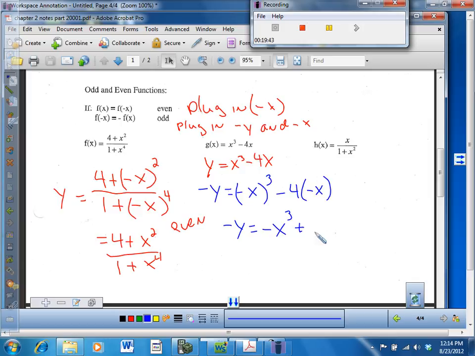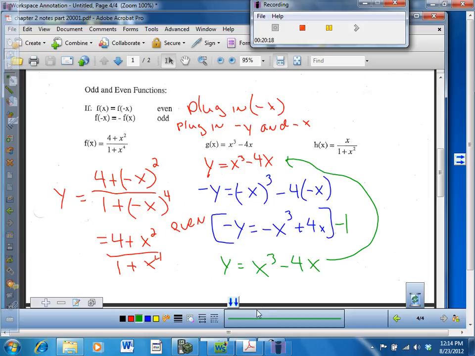Okay? What's this going to end up being? Plus 4x. But you say, wait a minute, that's not the same as what I started with. Is that the same as that? It will be. Watch. If I take this whole thing and I multiply it by a green number, negative 1, negative 1 times this changes this into a y. Negative 1 times this changes this into a positive x cubed. And then negative 1 times this changes this into negative 4x. Is this the same as this? Yes. Therefore, this function is odd.